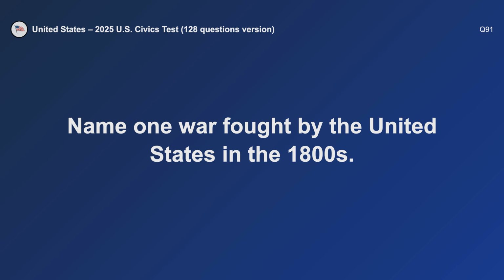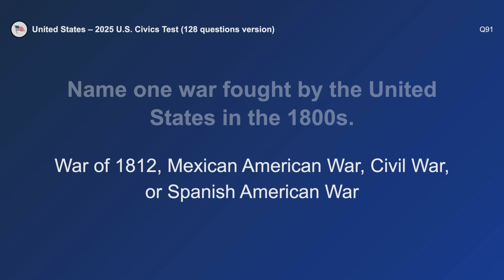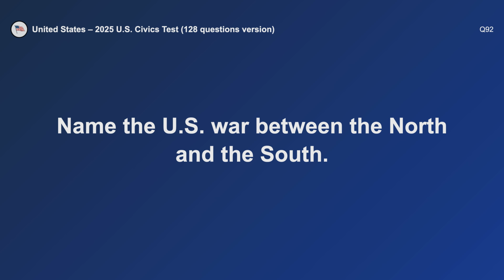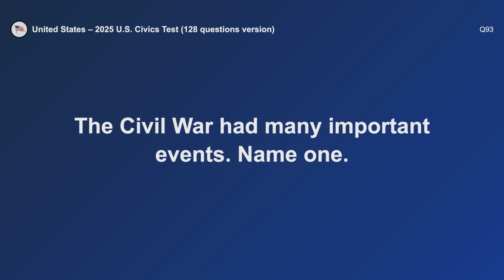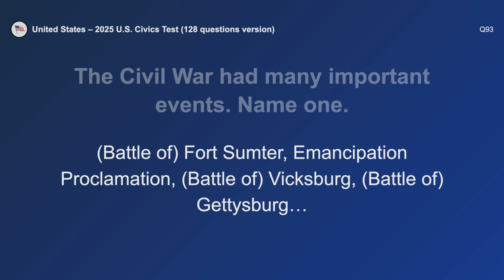Name one war fought by the United States in the 1800s. Civil War. Name the U.S. war between the North and the South. The Civil War. The Civil War had many important events. Name one. Emancipation Proclamation.